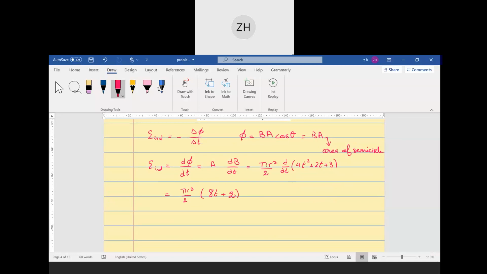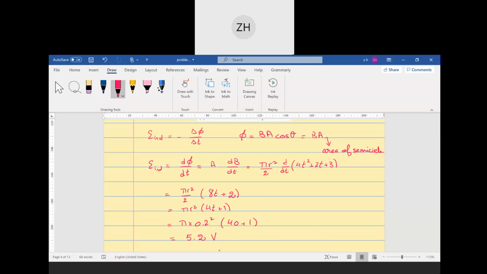So we can take 2 as a common factor and cancel it out with the number in the denominator. So this will be 4t plus 1. And now all we have to do is substitute the terms that we have here. This is pi times 0.2 squared into 4t plus 1. And we will get a value for the induced electromotive force of 5.2 volts.